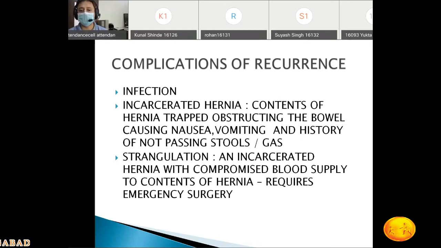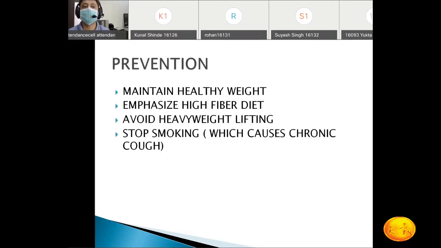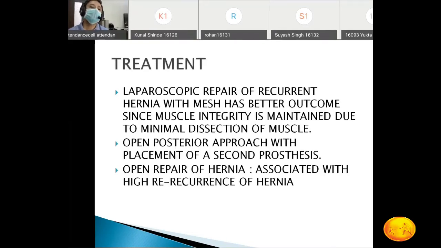There could be strangulation, an incarcerated hernia with compromised blood supply to contents of the hernia. This requires an emergency surgery. Prevention is maintain healthy weight, emphasize high fiber diet, avoid heavy lifting, then stop smoking, which causes chronic cough and collagen disorders.